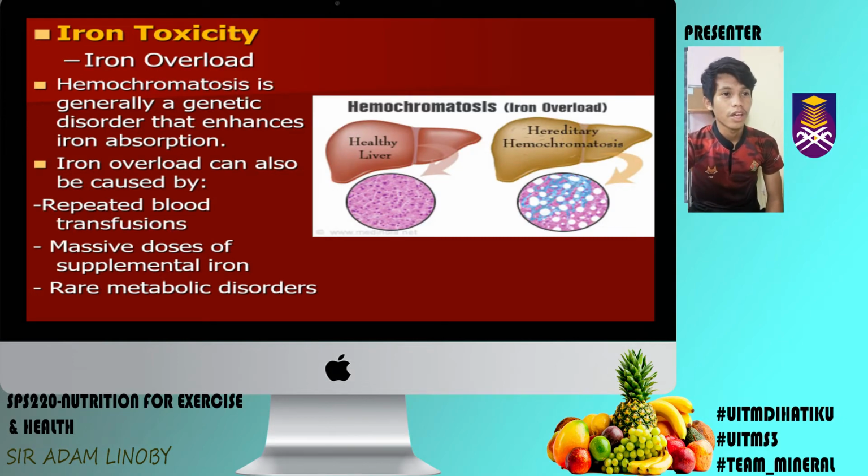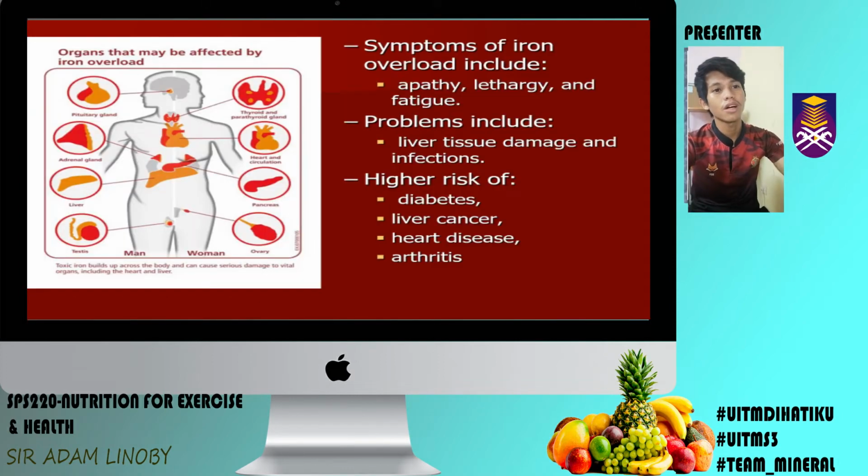Iron overload. Hemochromatosis is generally a genetic disorder that enhances iron absorption. Iron overload can also be caused by repeated blood transfusions, massive doses of supplemental iron, and rare metabolic disorders. Symptoms of iron overload include apathy, lethargy, and fatigue. Problems include liver tissue damage and infections.